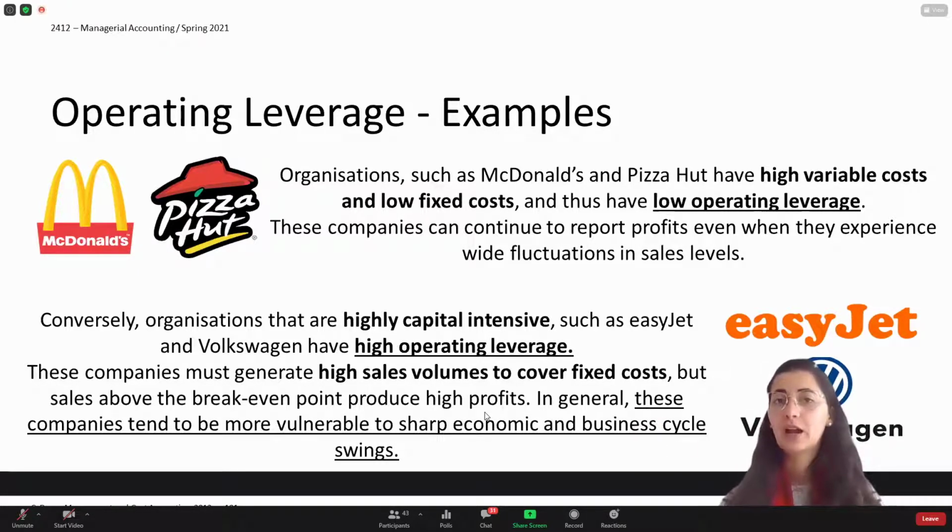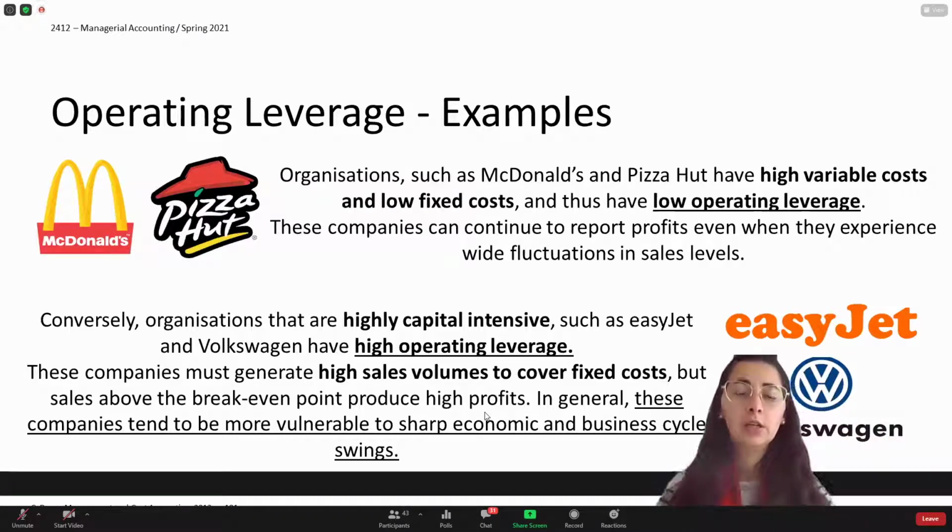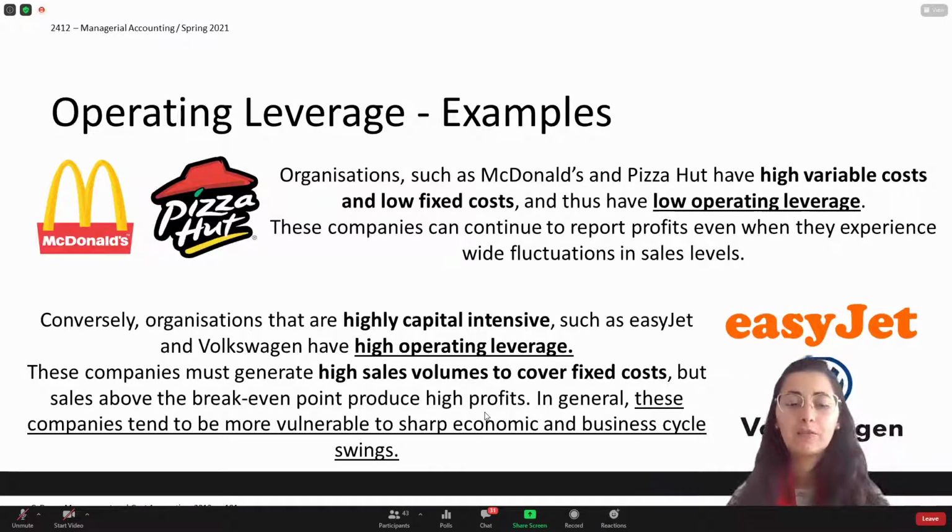The same goes for car manufacturers. When we look at the plants of car manufacturers, it's huge manufacturing plants with a lot of capex there, all the machinery, all the robots to produce the cars. So this involves a very high capital intensive business. Therefore, these businesses are more risky. Okay, so they are more volatile. They are more sensitive in terms of profit when there is a change in the sales volume.